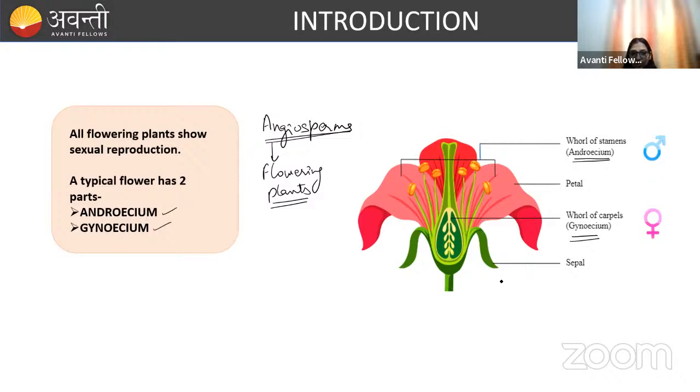Unisexual flowers are those which have either an androecium or a gynoecium. Androecium is a whorl of stamens and gynoecium is a whorl of carpels. Remember their units. Unit of androecium is stamen. Unit of gynoecium is carpel or pistil. Unit of calyx is sepal. Unit of corolla is petal. Okay, remember this.